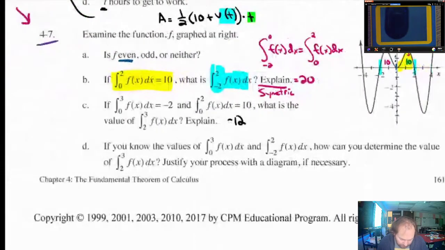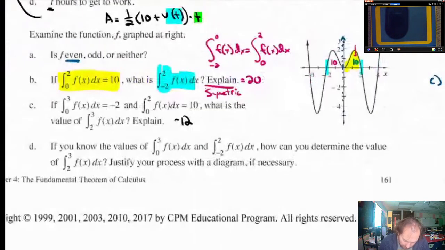Question D, if you know the values of the integral from 0 to 3 and the integral from -2 to 2, how can you determine the value of 2 to 3? Justify your process with a diagram if necessary. Let's see. Well, we kind of just did it in the previous problem. I think the missing part in problem D is that we would first need, in order to take the integral from 0 to 3 and find the integral from 3 to 2, we have to know the integral from 0 to 2. That's kind of a thing.